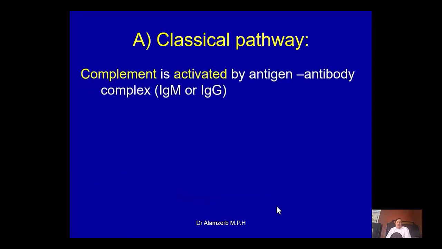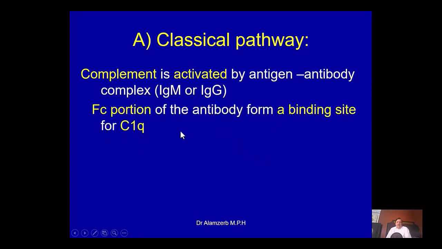Classical pathway. How the classical pathway is activated. The classical pathway of complement is activated by antigen-antibody complex, and two immunoglobulins, IgM and IgG, are responsible for the activation of the classical pathway. The Fc portion of the antibody forms a binding site for C1q. When there is an antigen-antibody reaction, the C1q portion of complement attaches to the Fc portion of the antibody.